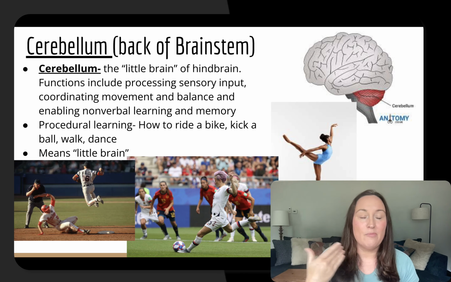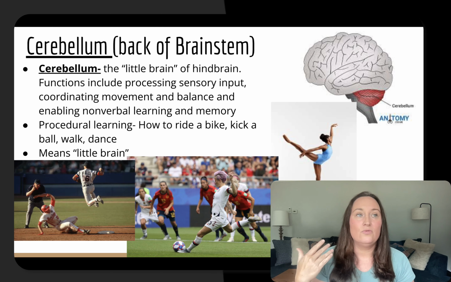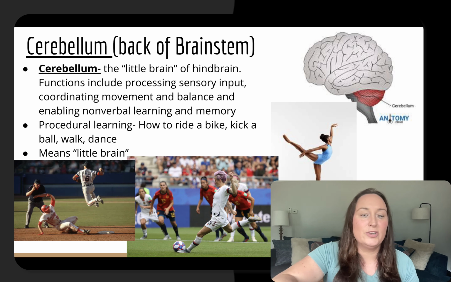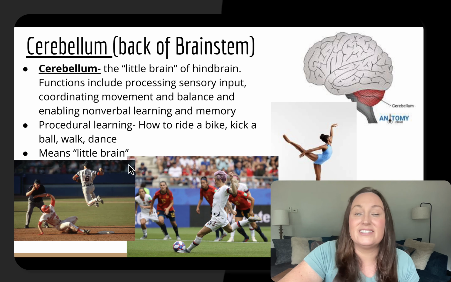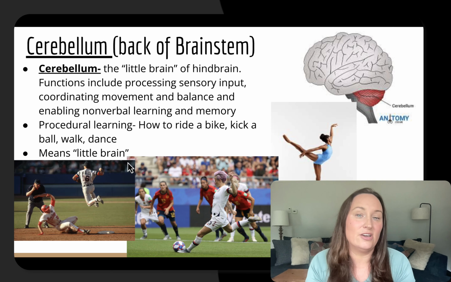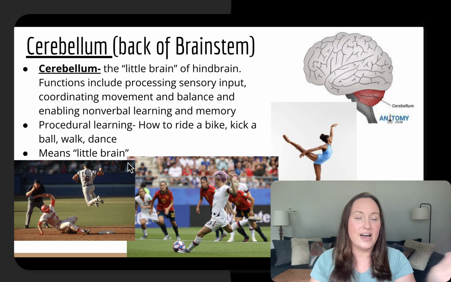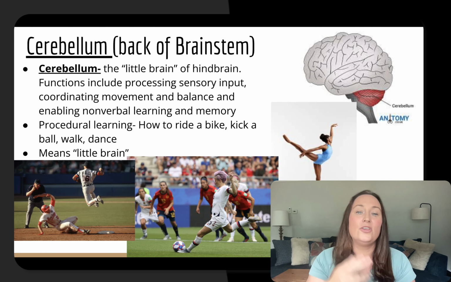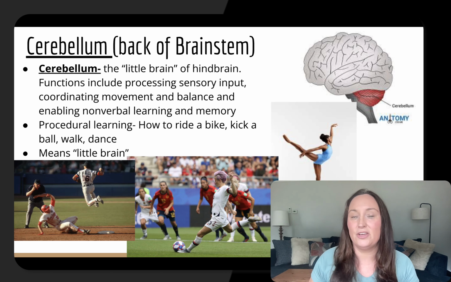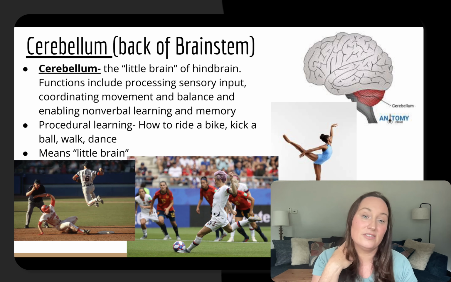Let's say you've become a really good baseball player. You learn how to swing a bat. It's really about, it's procedural. It's a skill. So that when you get up to bat, you're not thinking about every single movement with your hand, your eye, the coordination of it all. Your brain is just telling your body what to do. That's because of your cerebellum.